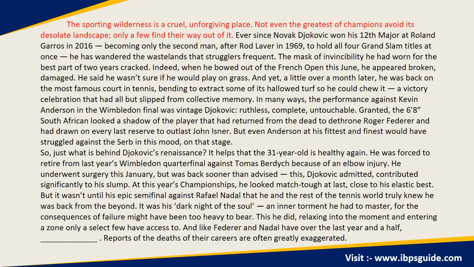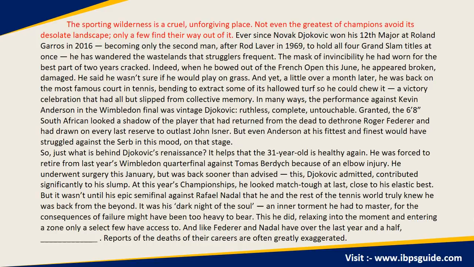The sporting wilderness is a cruel, unforgiving place. Now this word wilderness, we saw it in one of the questions. It's a keyword. Let's try to figure out the meaning of this word. It says that the wilderness is an unforgiving place. It's very cruel. Next sentence says, not even the greatest of champions avoid its desolate landscape. So here the pronoun it is referring to wilderness. So they're saying that the wilderness is cruel, unforgiving, and it has a desolate landscape.